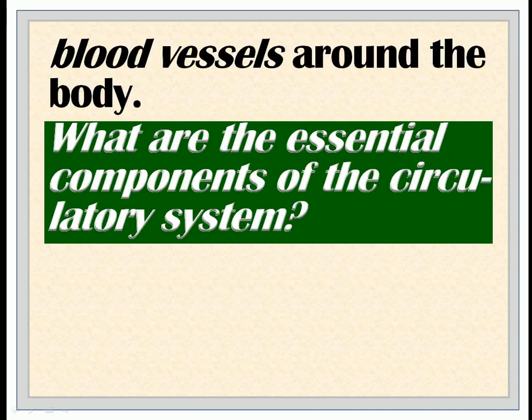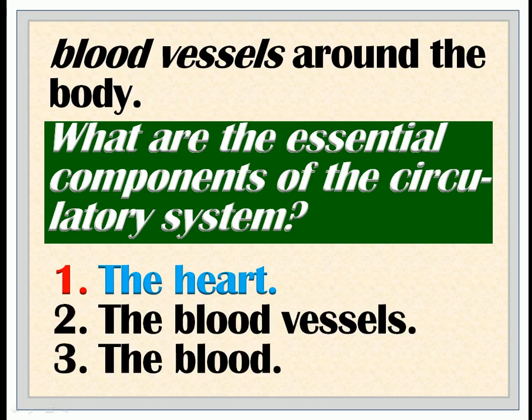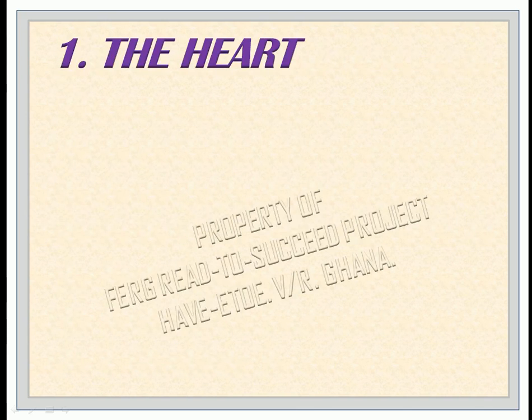What are the essential components of the circulatory system? 1. The heart. 2. The blood vessels. 3. The blood. 1. The heart.